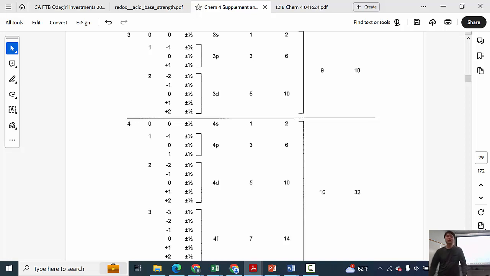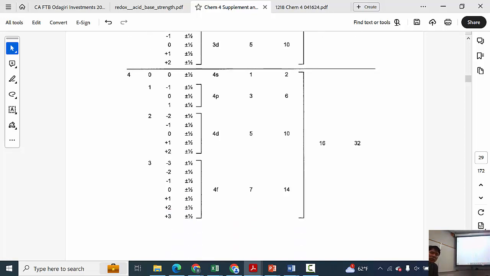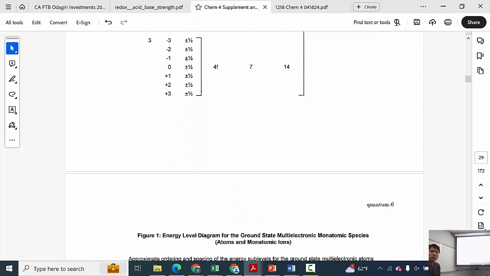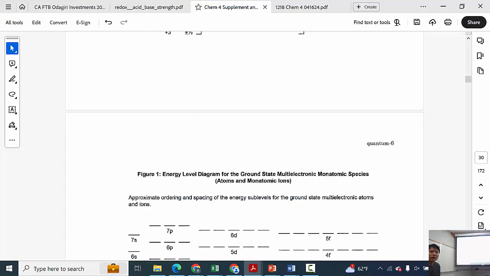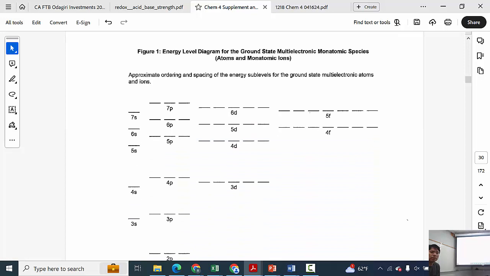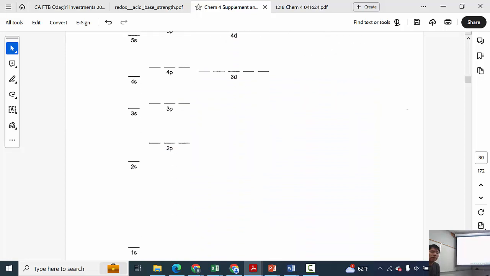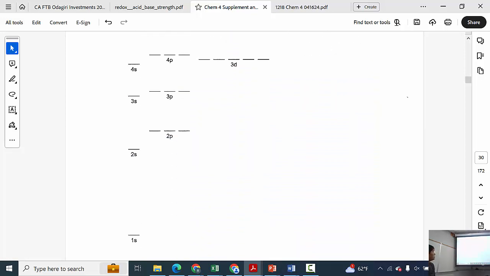And for the allowed energies, we don't build a table like this. What we do is we build what's called an orbital energy level diagram. This is the orbital energy level diagram, and you should be able to draw this. Can you draw this? What's that? It's just a bunch of lines. Just a bunch of lines. But we could draw this.